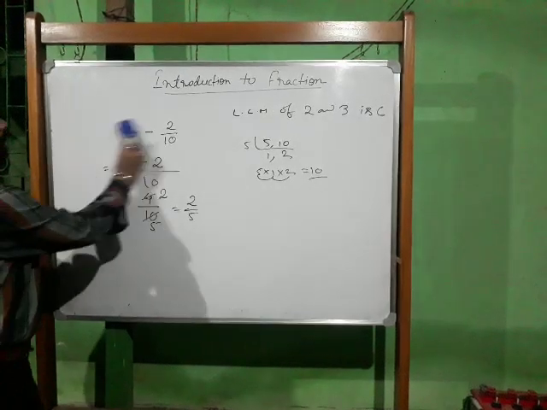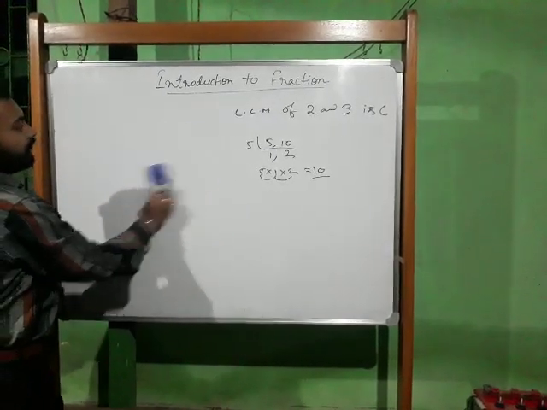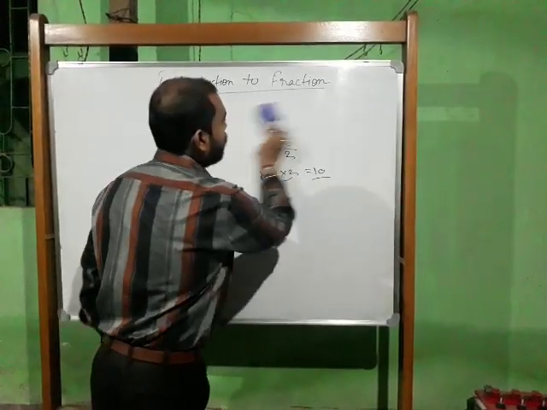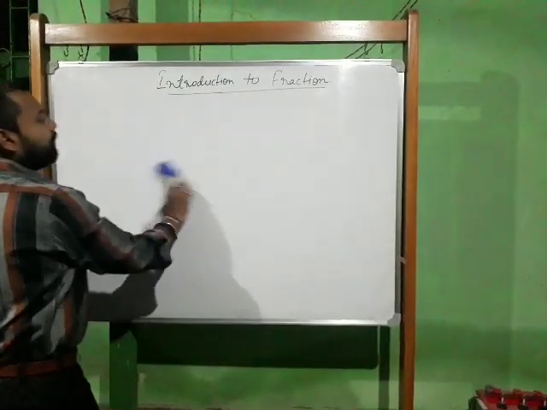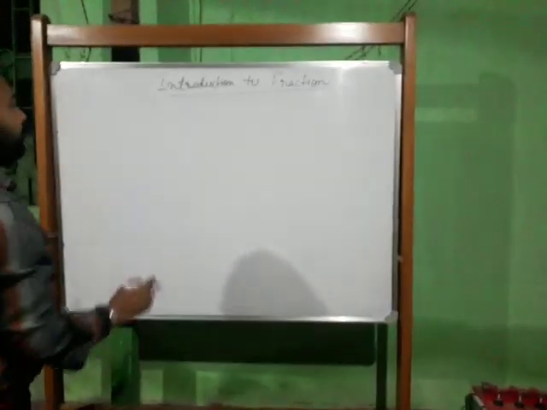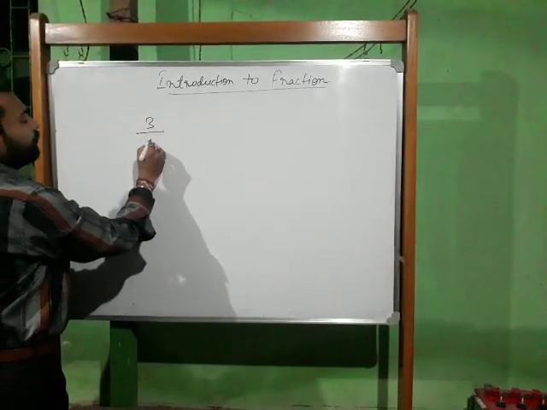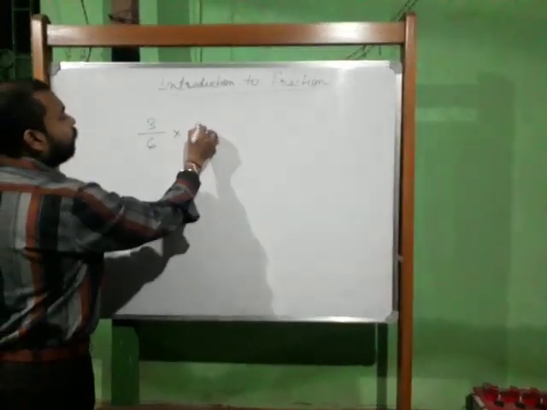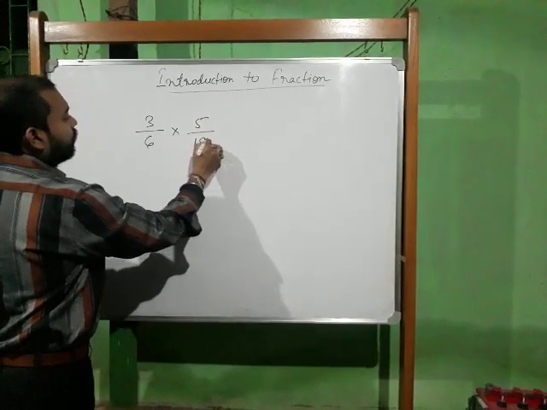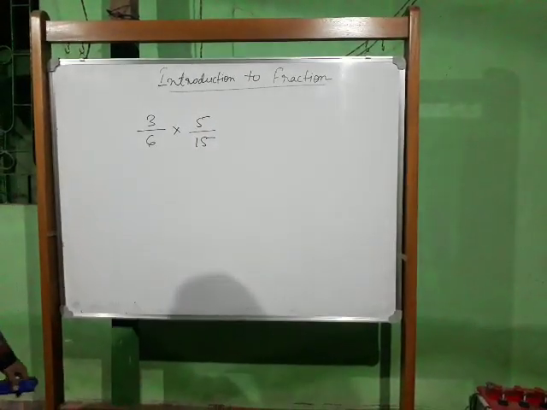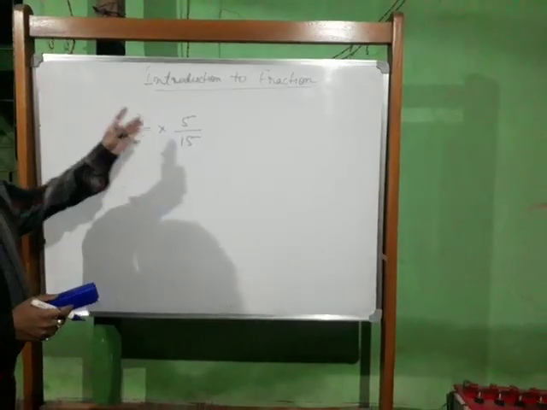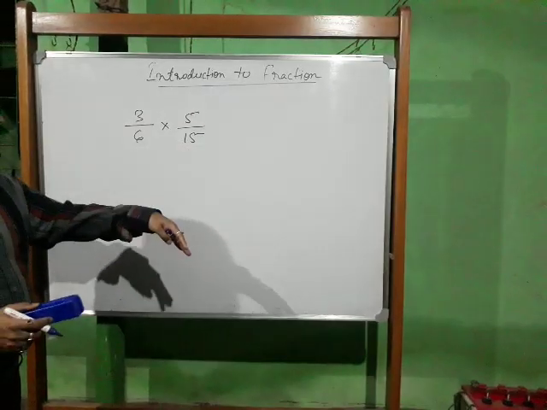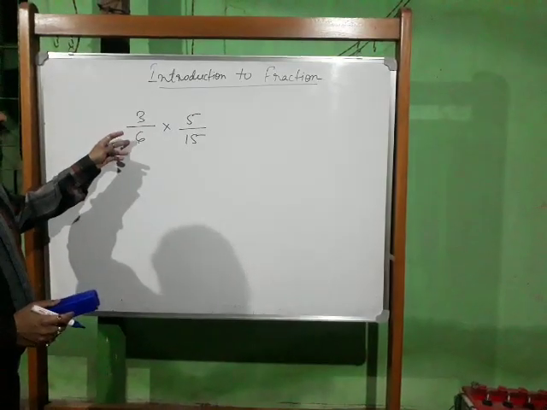Now let us go for multiplication and division. Multiplication and division is very easy, because here no such LCM is required. For example, if I multiply 3 by 6 into 5 by 15, let us take these two fractions. Now you can observe, if you can reduce, then you reduce and then multiply. 3 by 6 can be reduced.